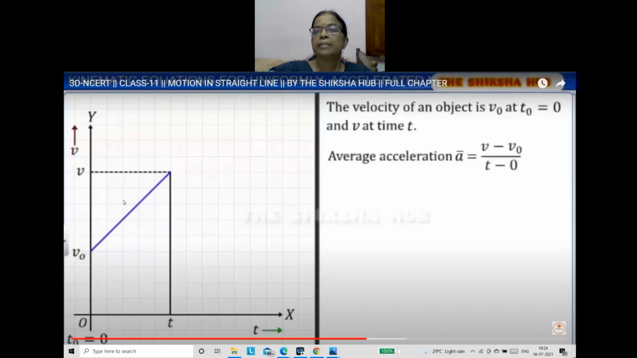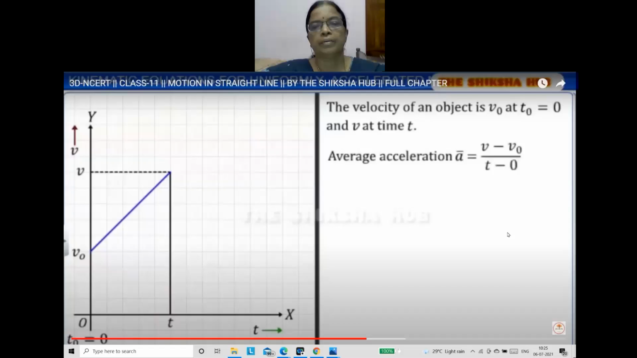Then we can find out the acceleration. What is the equation for acceleration? Velocity by time. What's your name? Devi Krishna. Okay, change in velocity by time is acceleration. That is written here: average acceleration is change in velocity, v minus v0, by time interval t minus 0. So we got acceleration. Acceleration is equal to change in velocity by time.